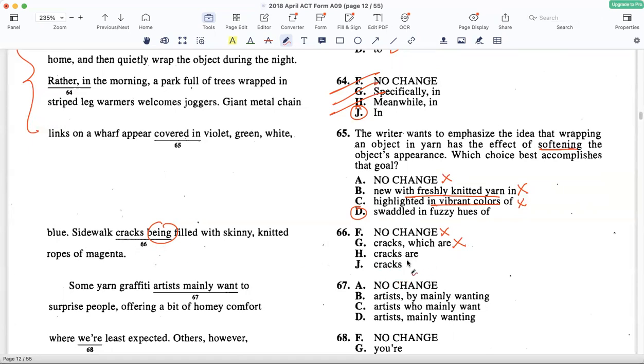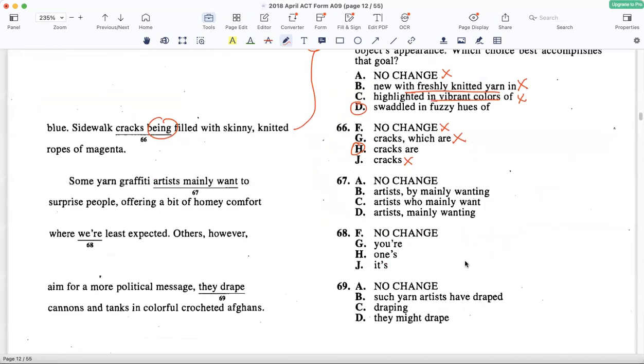This is correct because one, it completes the sentence and it also maintains the structure that I have established in the paragraph, right? A park full of trees wrapped in striped leg warmers welcomes joggers. Giant metal wharfs appear, swaddled in fuzzy hues. Sidewalk cracks are filled with, right? So H is the best answer. And J is wrong because this eliminates the verb and it doesn't complete the sentence.